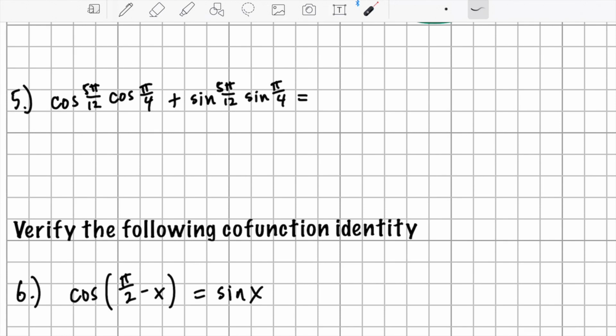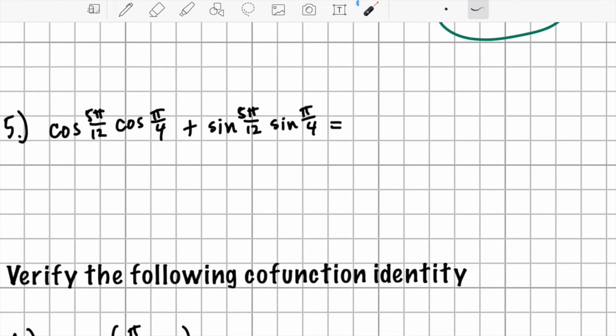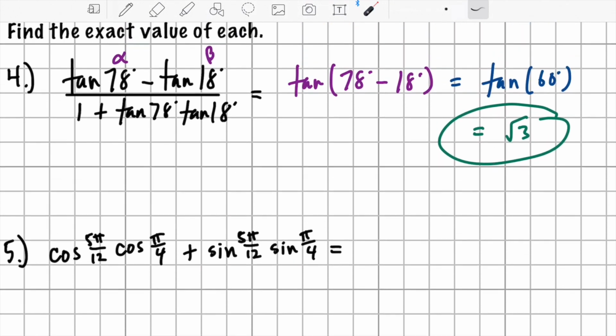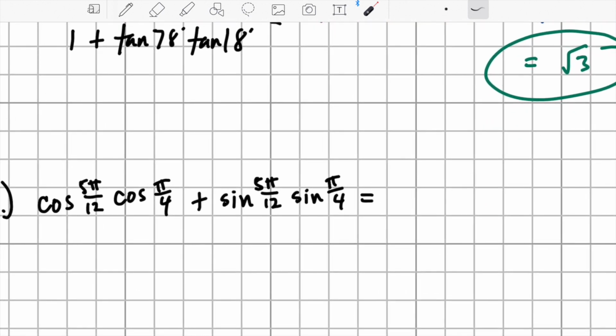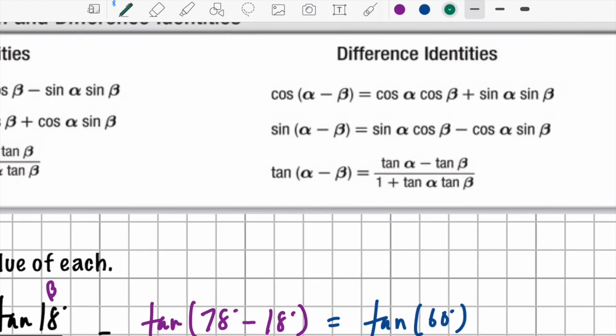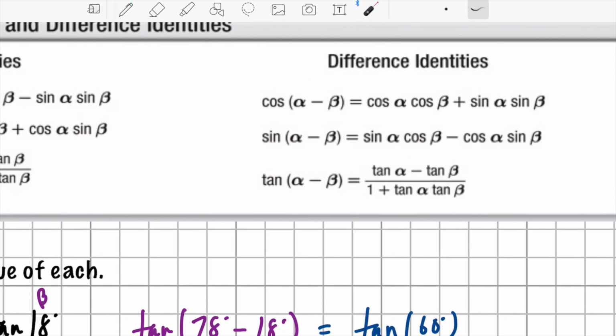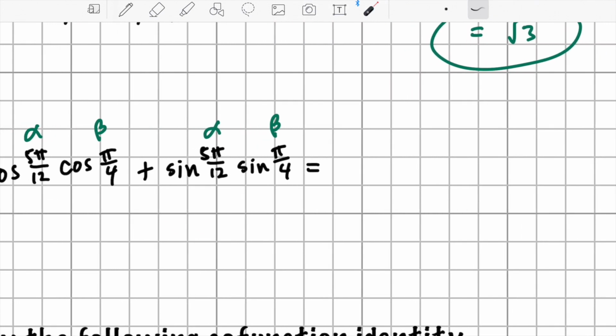Okay, let's go on to number 5. Let's look at what we have now. So we have cosine, cosine, plus sine, sine. If I look at my identities, it looks like this one, cosine, cosine, plus sine, sine. So let's say that this is alpha, this is beta, so this is alpha, and this is beta. According to our identity, I have to write it as cosine of alpha minus beta.